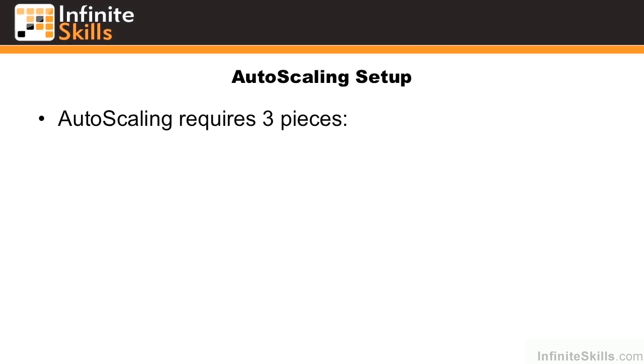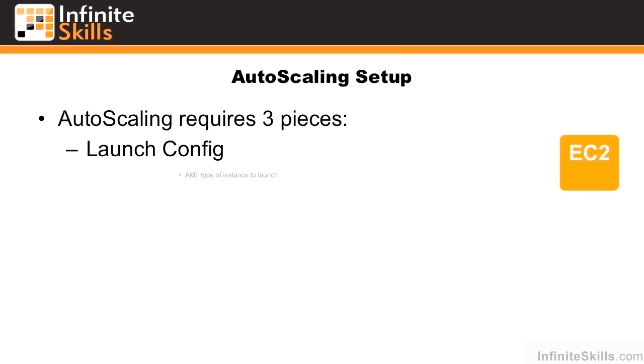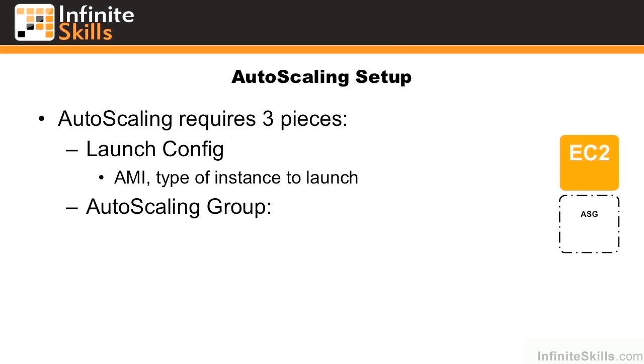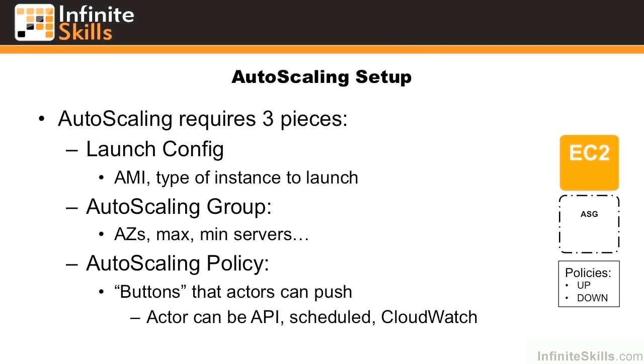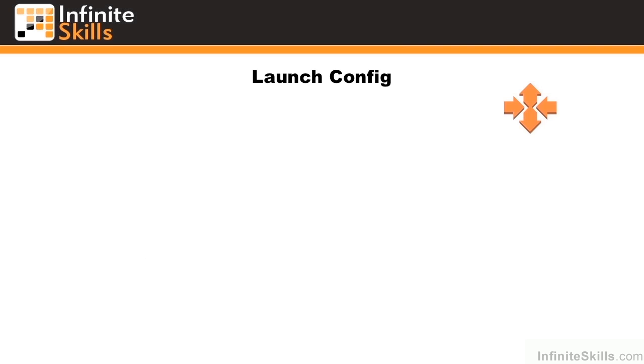To set up AutoScaling, you need 3 pieces: a launch configuration, which specifies parameters about the EC2 instance itself, such as AMI and type of instance. You also need an AutoScaling group, which defines the AZs, the minimum and maximum number of servers, and so forth. And you need an AutoScaling policy, which are buttons that actors can push. Those actors can be the API, it can be scheduled, or it can be CloudWatch itself.